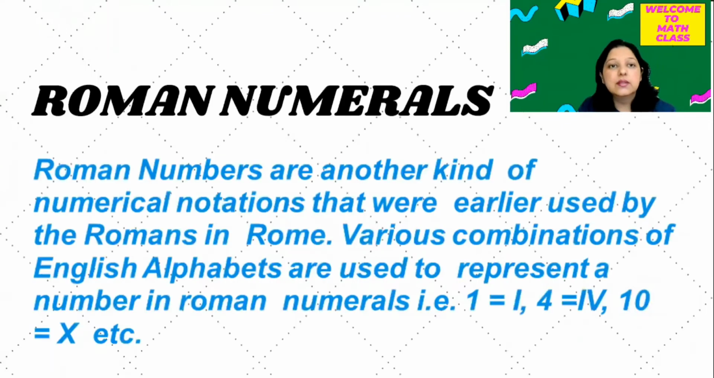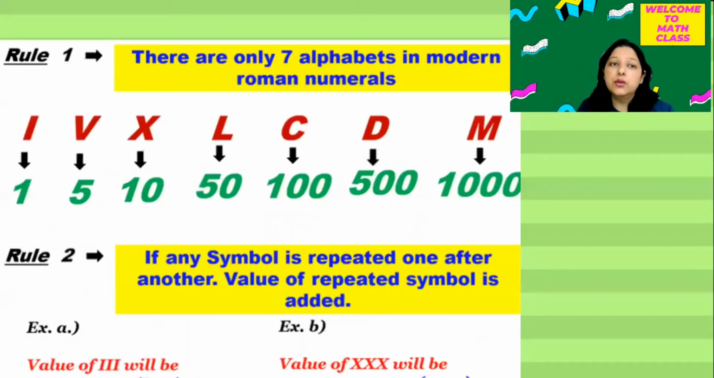Roman numerals. Roman numbers are another kind of numerical notation that was earlier used by Romans in Rome. Various combinations of English alphabets are used to represent a number in Roman numerals, that is, 1 with I, 4 with IV, and 10 with X, etc. So to study the Roman numerals, we have to follow some rules. Let's discuss the rules related to Roman numerals.